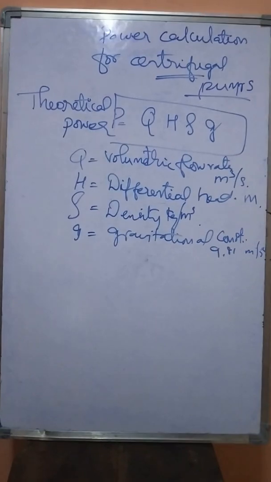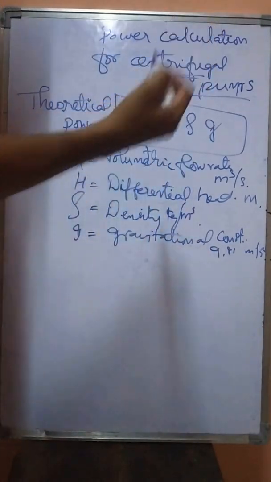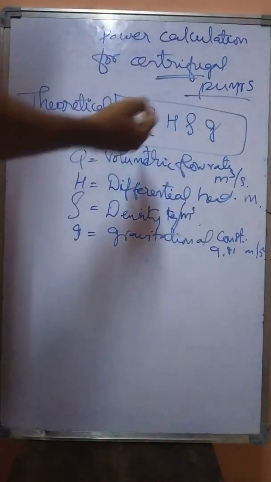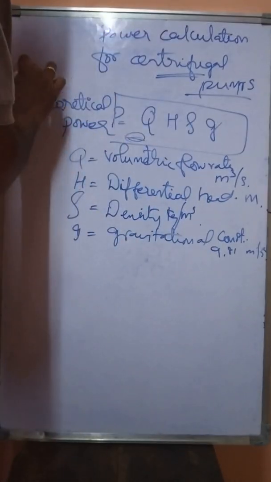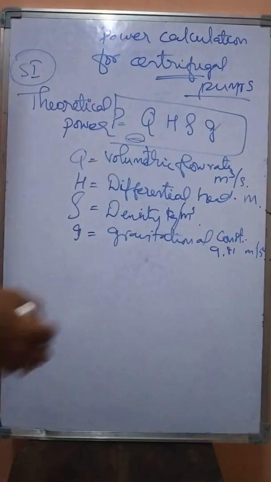This is a general equation. If you change the units, there may be a constant coming here, which also will be taken into account. Here we are going in SI units, so we don't need to worry about the constant at all. We can directly calculate.